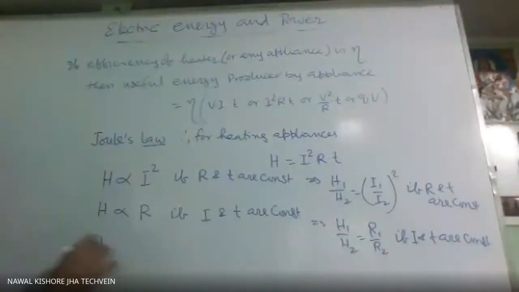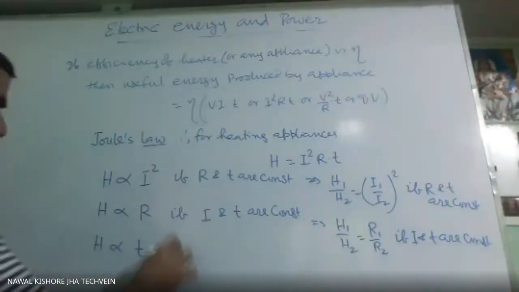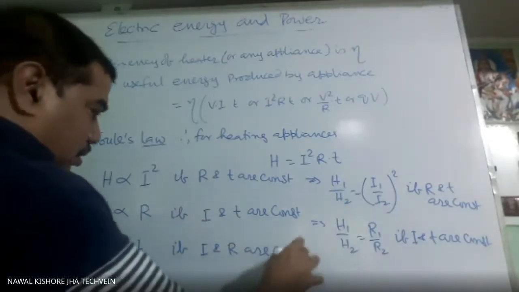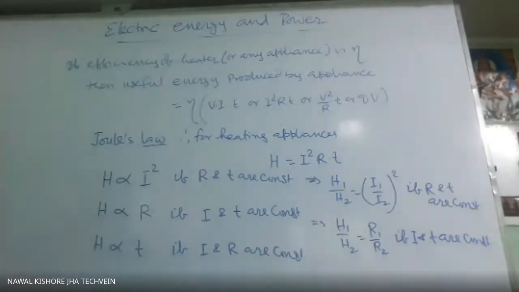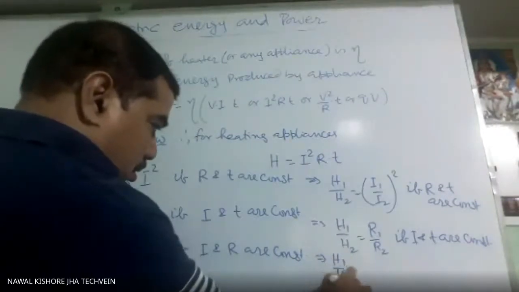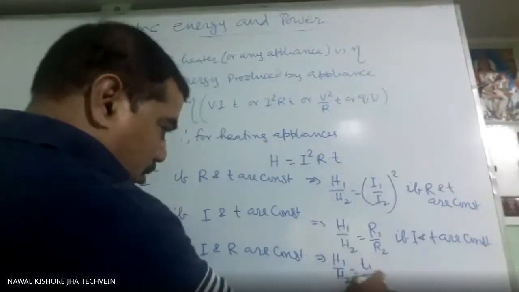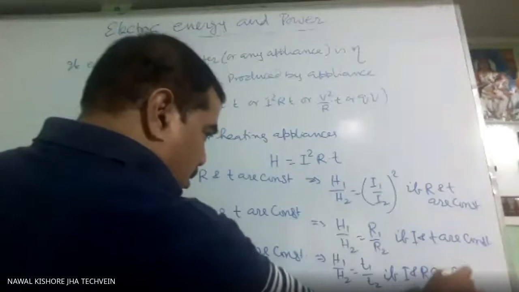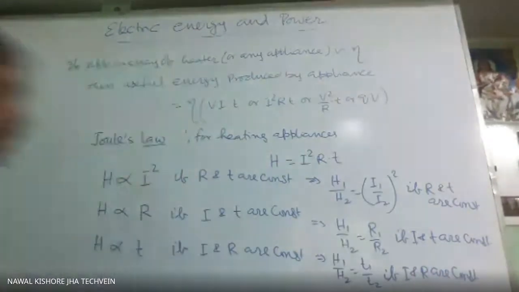And third is of course time. So if I and R are constant, then it will depend on time only. If you are passing current for 30 minutes or for 2 hours, the heat produced will be different.